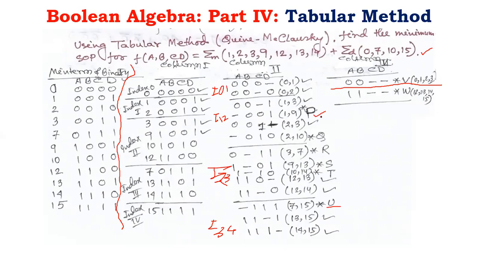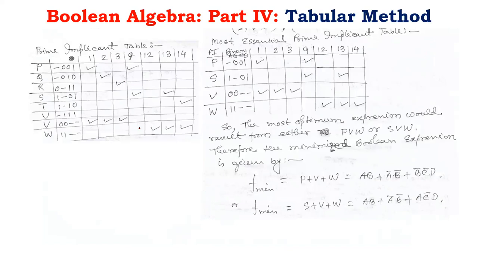So we have here the prime implicants P, Q, R, S, T, U, V and W. There are so many prime implicants, and for this reason I have chosen this example. So P, Q, R, S, T, U, V and W are the prime implicants. Put these prime implicants in the prime implicant table.